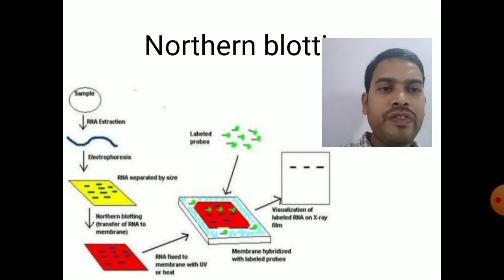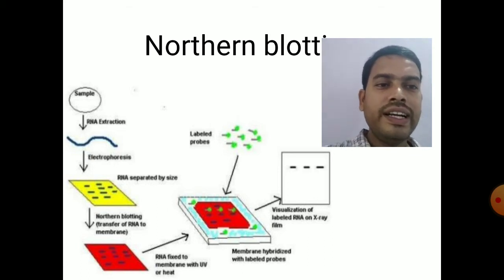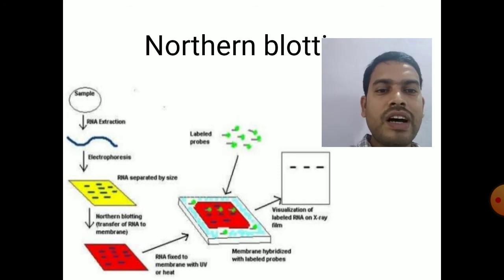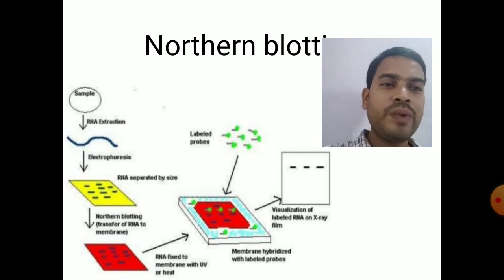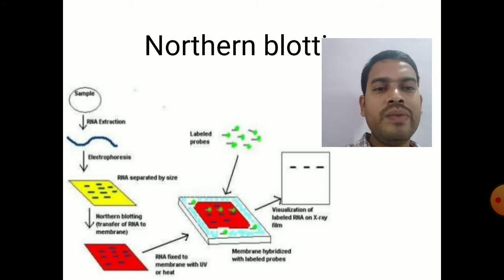So this type of DBM paper is used especially for mRNA because mRNA will bind strongly to this DBM paper. After electrophoresis, the RNA fragments which are sorted on the agarose gel are transferred onto a DBM paper. After transferring, the membrane is incubated with labeled probes. As I mentioned, it may be an enzyme labeled probe or a radio labeled probe.